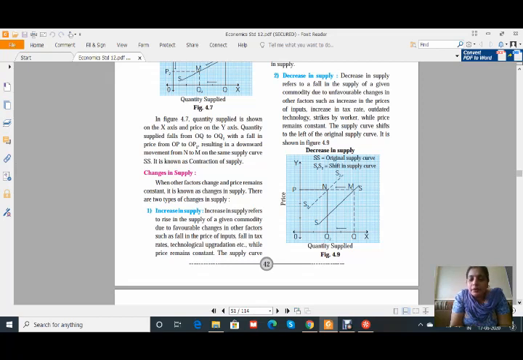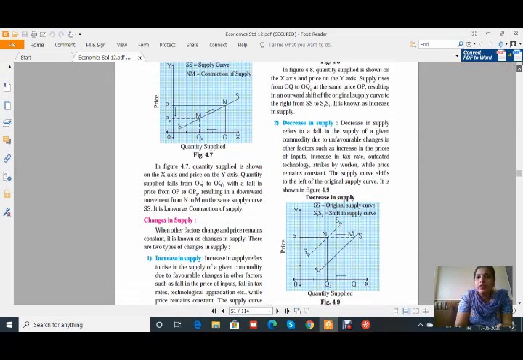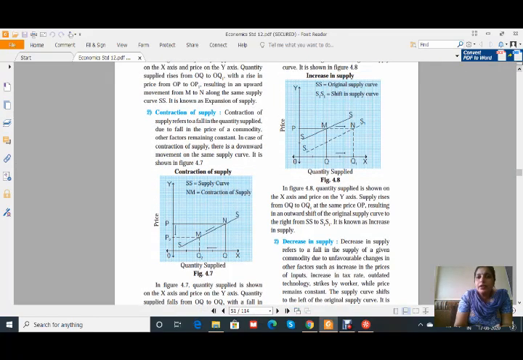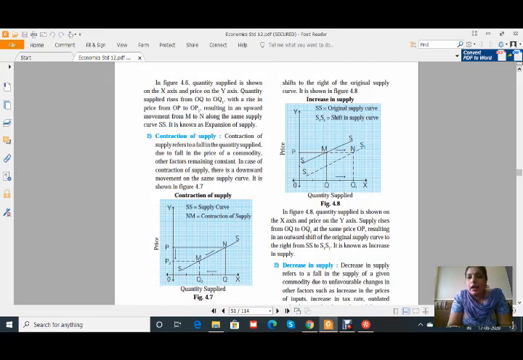Okay, so according to the figure, we will go to the figure so that it will get clear. See the figure, price remains the same, P is the original price and SS is the original curve. Due to change in other factors, quantity supplied will change from Q to Q1, and hence the supply curve shifts from M to N. In that case, it is known as the increase in supply.